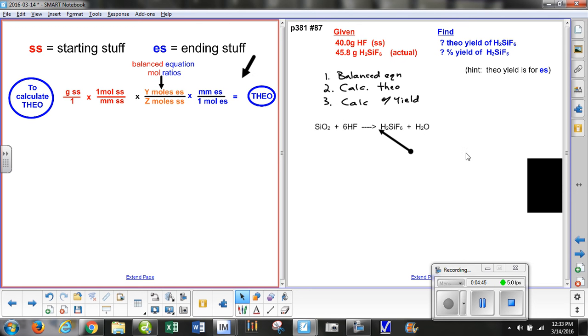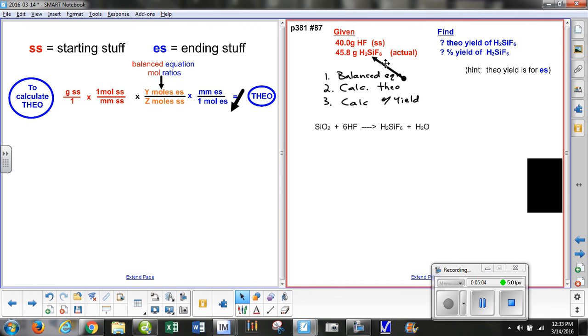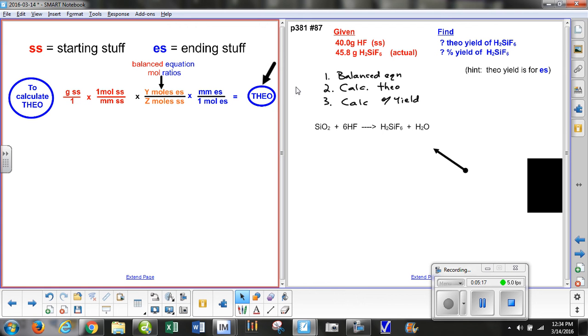And now the next thing that we need to do is get the molar mass of this guy, and we're going to put that right here. And now I have 1 mole of that ending stuff, which is the H2SiF6, okay? And whatever molar mass I calculate is going to be up here. When I run the numbers on this, I'm going to get the theoretical yield. And then, of course, you know that the theoretical yield will be on the bottom of the percent yield calculation.